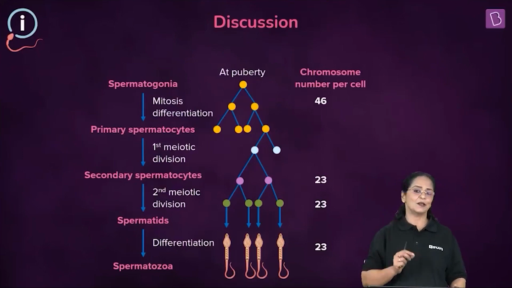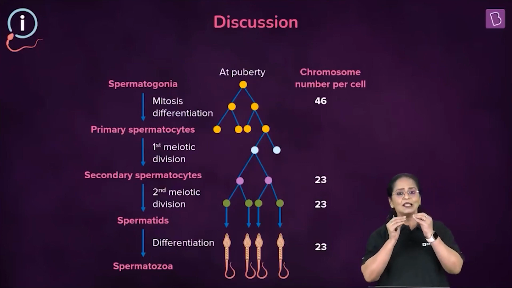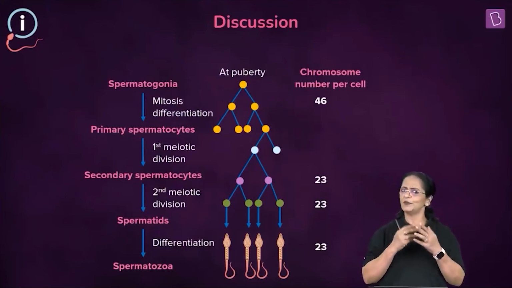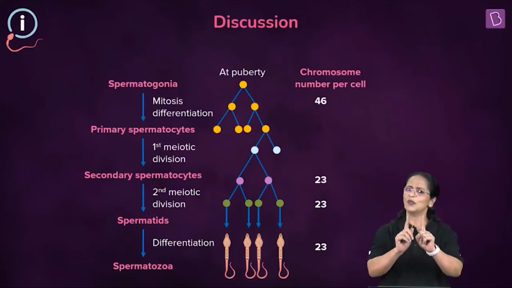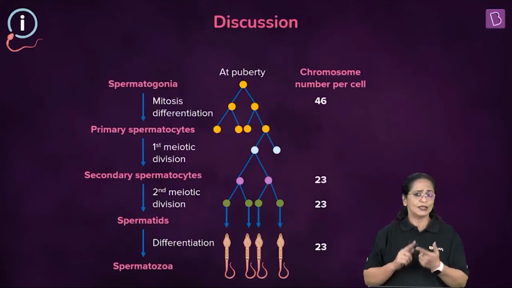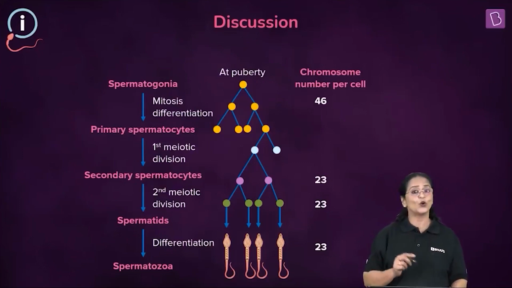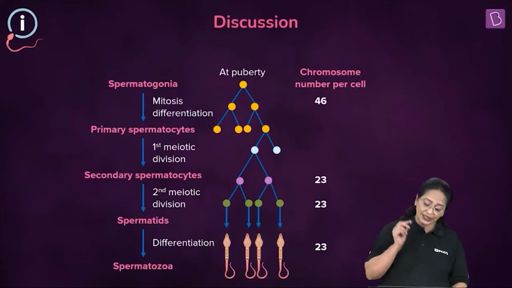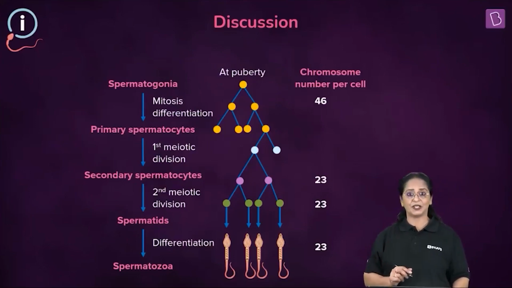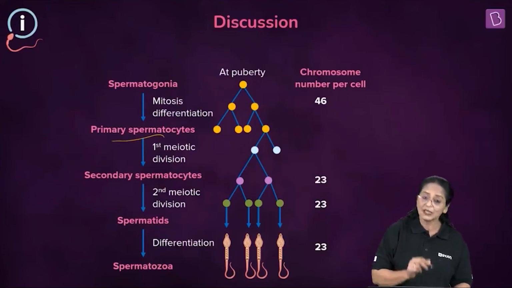And these seminiferous tubules have cells that line them, two types of cells, but we are now concerned only with one type of cell. These cells are called the germ cells or spermatogonia. Singular is spermatogonium. These spermatogonia undergo repeated mitotic divisions to form primary spermatocytes.